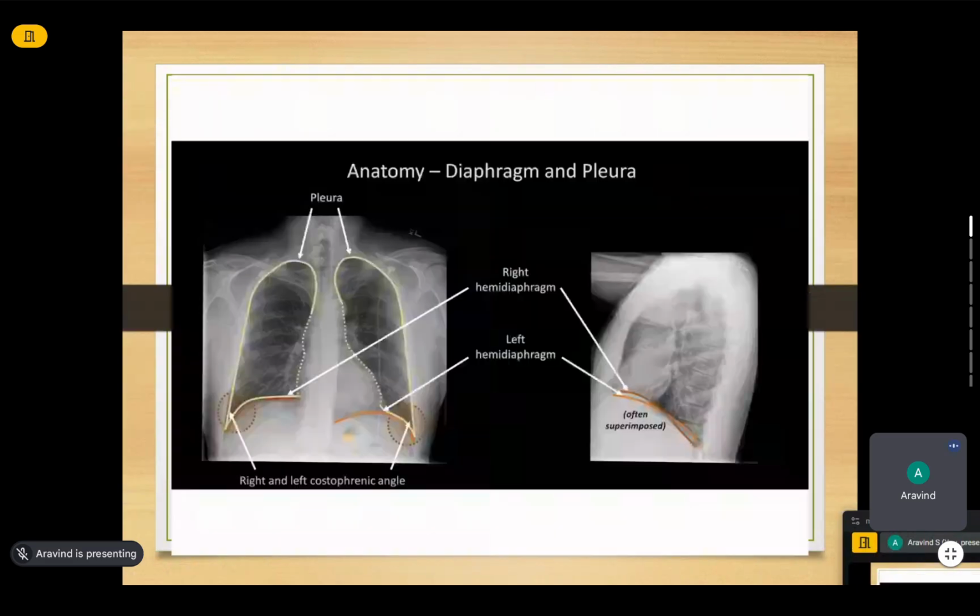Next, the diaphragm. As I said before, this is the margin of the diaphragm. We call it the hemidiaphragm, one half of the diaphragm. This is the right hemidiaphragm, and this one is the left hemidiaphragm. And this is the costophrenic angle, the right costophrenic angle, and this is the left costophrenic angle. And this is called the gastric bubble. This is the gastric bubble.